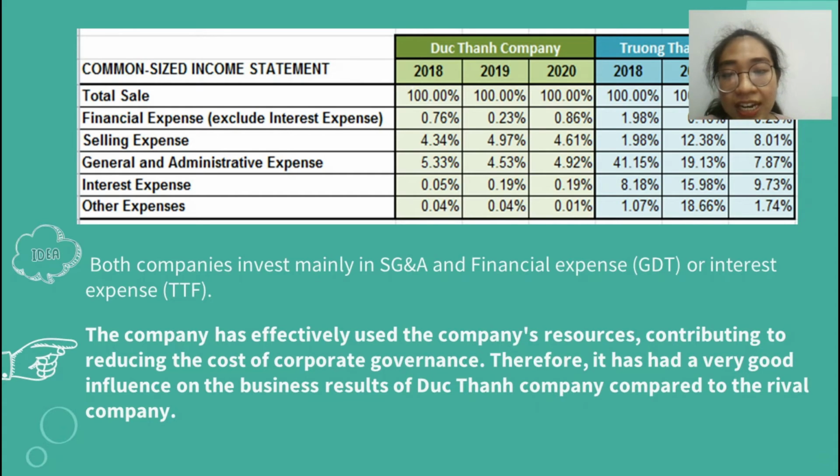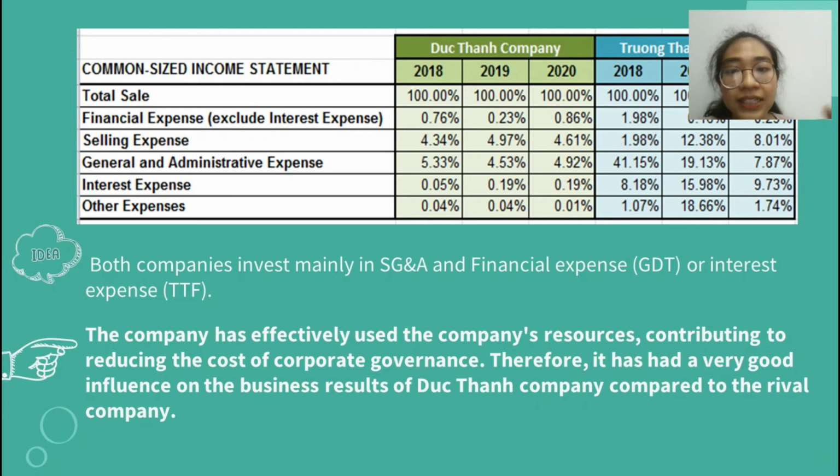For the G&A, Trường Thành tends to decrease sharply while Đức Thành fluctuates in a stable range, and Trường Thành peaked at 41.50% while Đức Thành only reached 5.33%. Regarding the financial expense, Đức Thành's slowly decreased to 0.23%. Meanwhile, Trường Thành only peaked at 1.98% in 2018, then fell in the 2 years after.